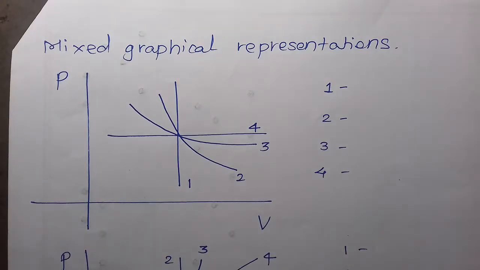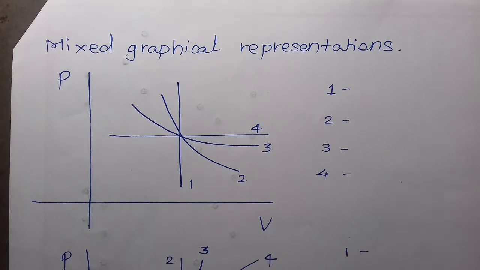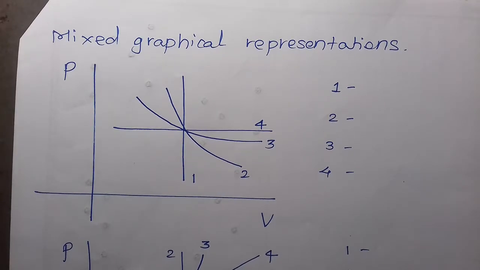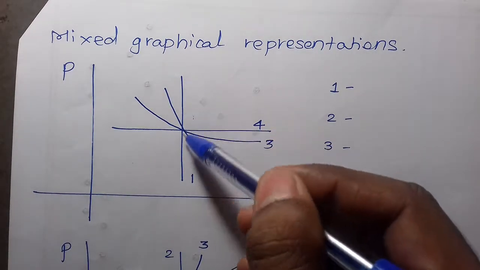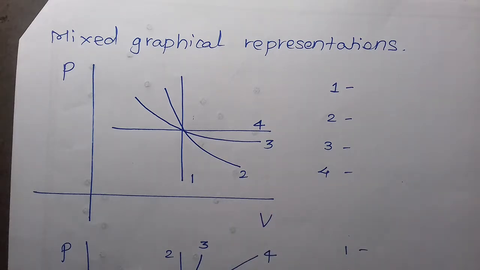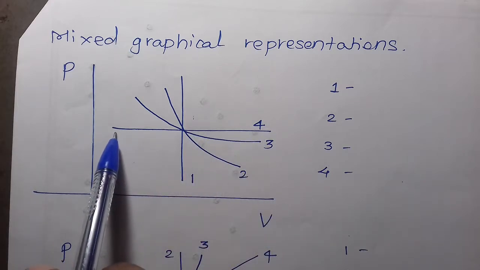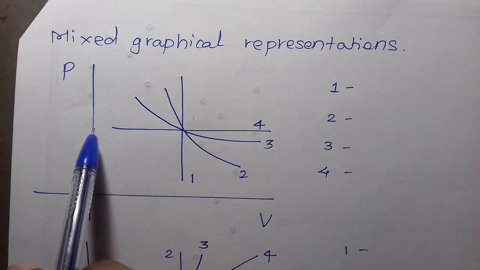Then graphical representations. These are pressure versus volume graphs. Graph number 1, vertical line, is isochoric process, isochoric, volume same. Graph number 4 is isobaric process, pressure constant.